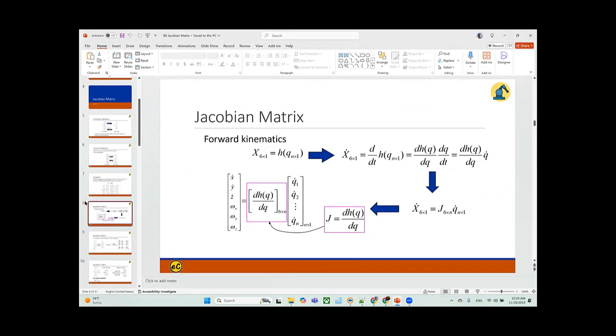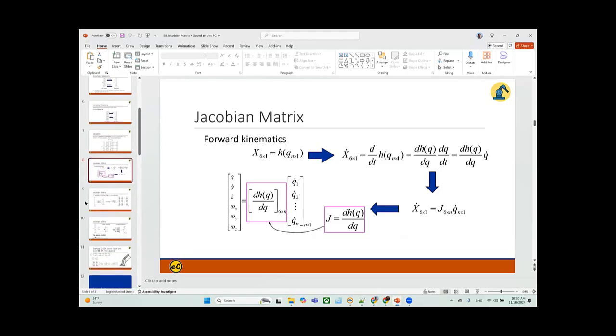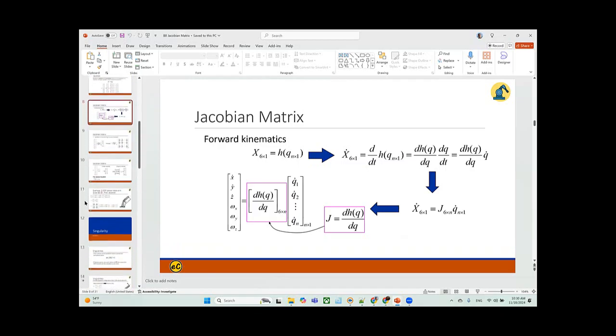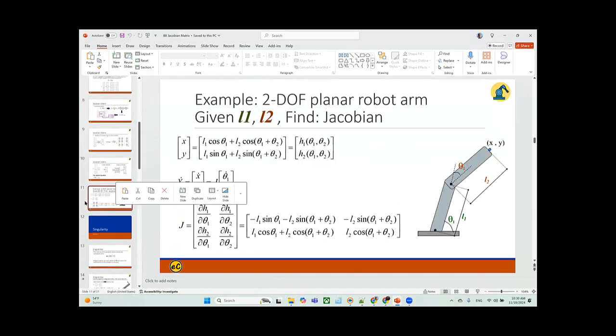This Jacobian matrix is used to calculate the forward kinematics. Okay, that means given a certain velocity, a certain controllable change, you will end up with a certain velocity on your end effectors.